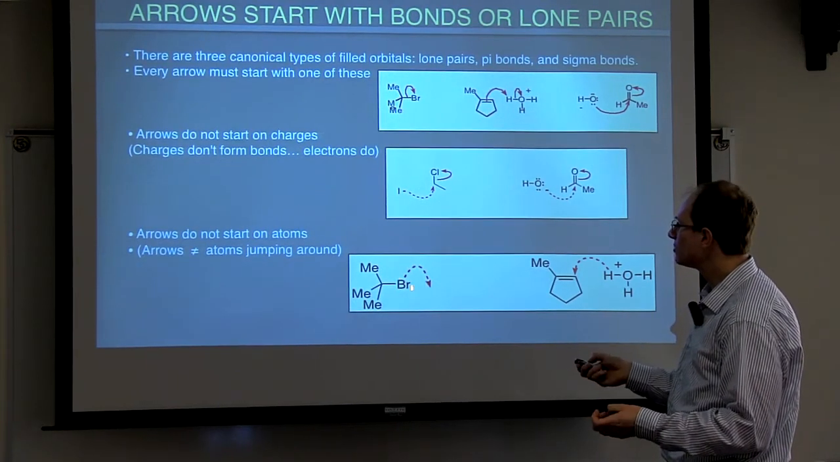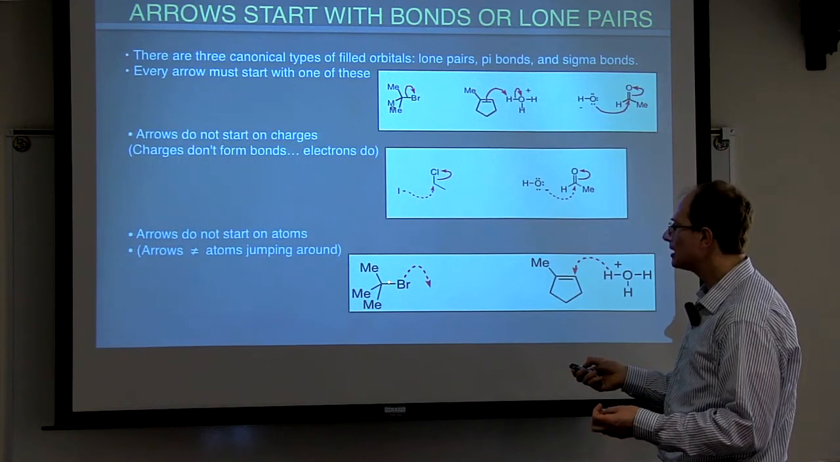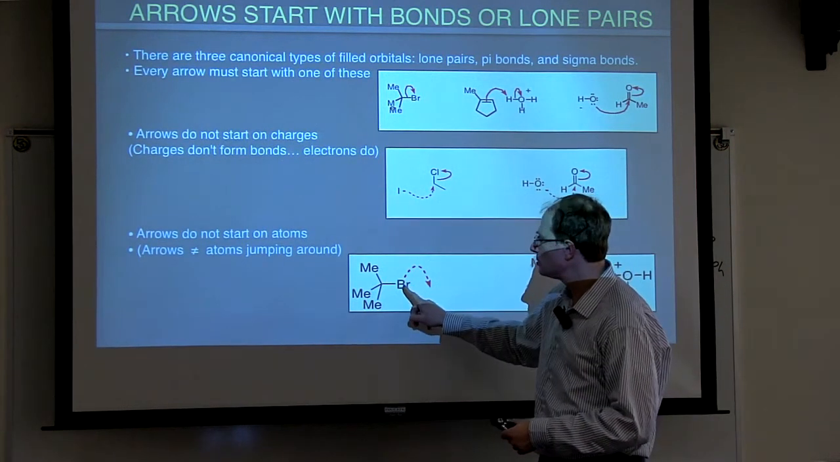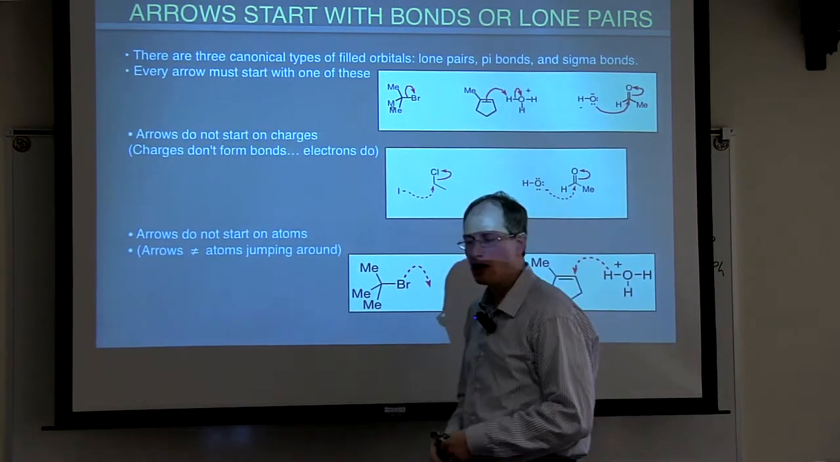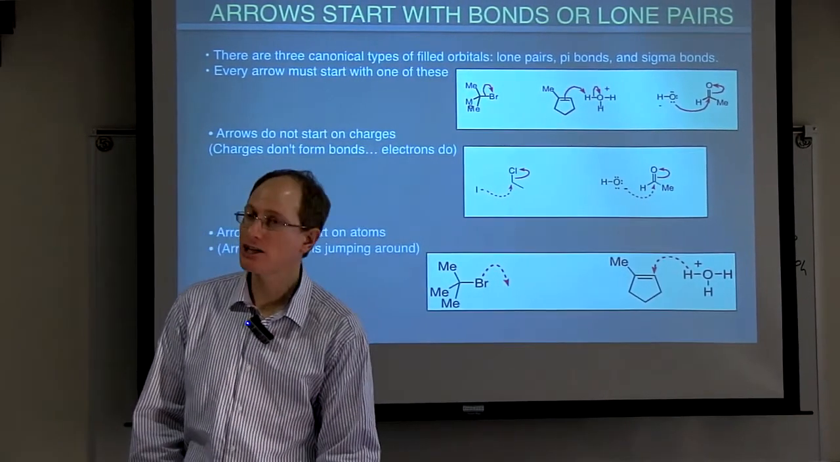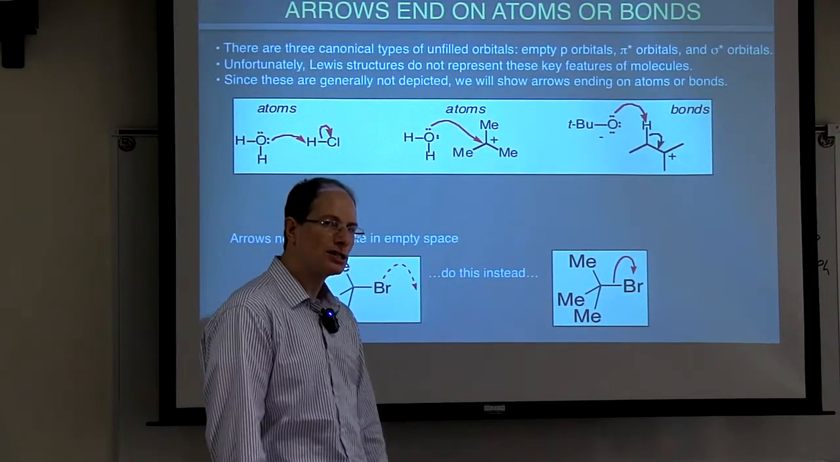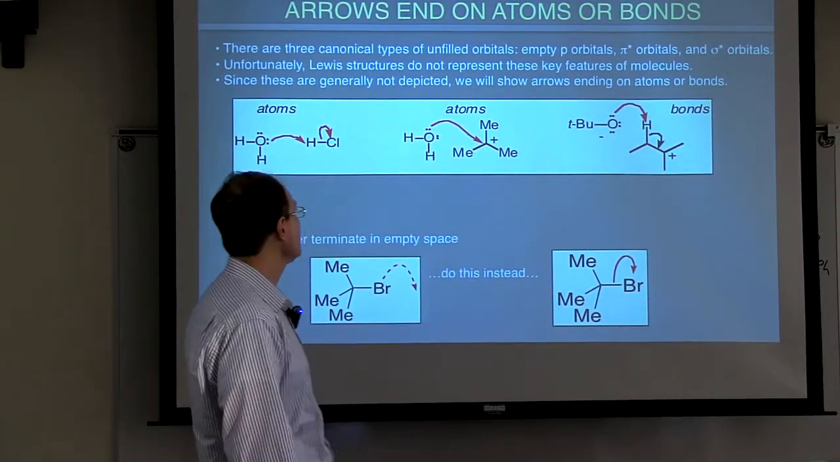They're not really found around this bromide. Instead, we're talking about the electrons that are shared between bromine and carbon. Those are the electrons that matter. Okay, now, that's where they should start. Let's talk about where they should end. So arrows need to end on atoms and bonds.